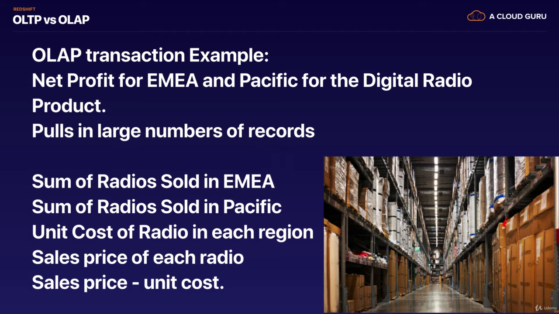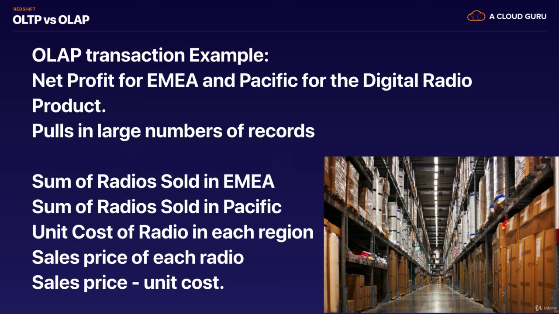certainly in terms of the AWS world. So we learnt in Databases 101 the difference between online transaction processing versus online analytics processing. Online transaction processing is if you take a store, you could go in and look up a particular order using an order number. It's a single row of data. Whereas online analytics processing is where you're running queries against your database. And it might be that you want the net profit for EMEA and for the Pacific for a digital radio product. And this is going to pull in a huge number of records.